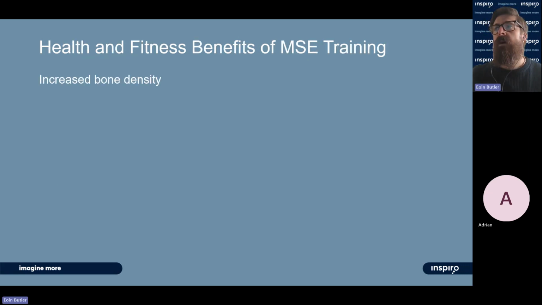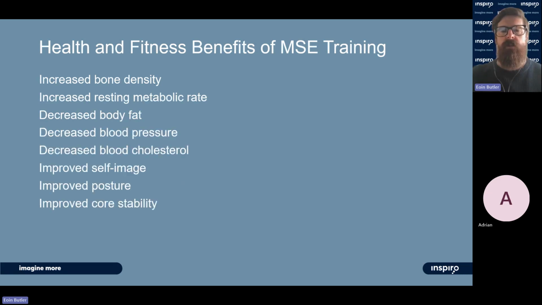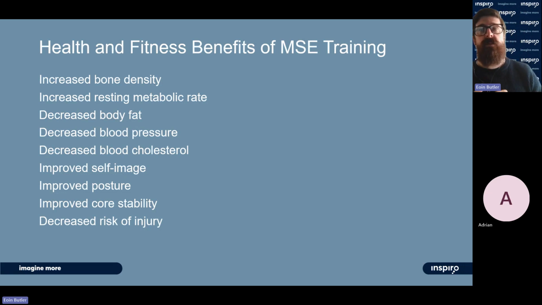Okay, our benefits of muscular strength endurance training. So I'm just going to bring all these up here because we've looked at these this morning again. So: increase in bone density, increase in resting metabolic rate, decrease in body fat, blood pressure and blood cholesterol levels, improved self-image, posture and core stability, and also decreased risk of injuries. So that's what we get when we do muscular strength endurance training.